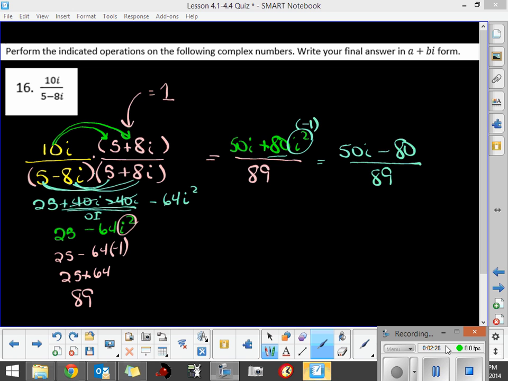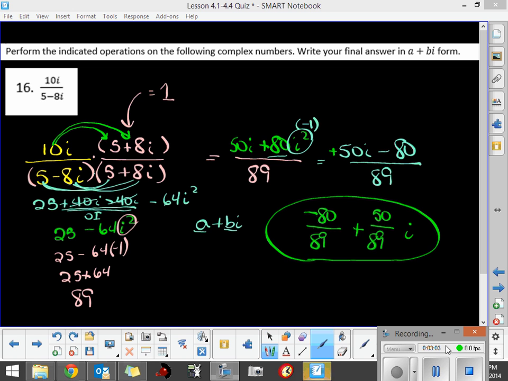Now here's the one you got to be a little bit careful with on your format because it's got to be in the a plus bi format, which means it needs to have two distinct numbers. So in order to do this, we break up our fraction and we want to put the i's in the back and the things without the i's in the front. So it's a negative 80 over 89 plus, since it's a positive in front, 50i all over 89. Now that i can either be written on top, but it's more standardly written off the side here, plus 50 over 89i. This is your answer in standard form.